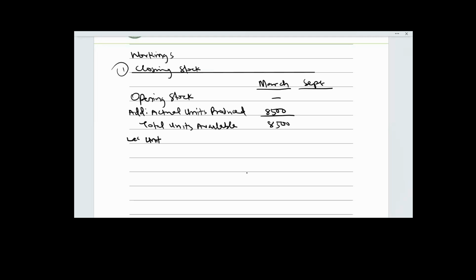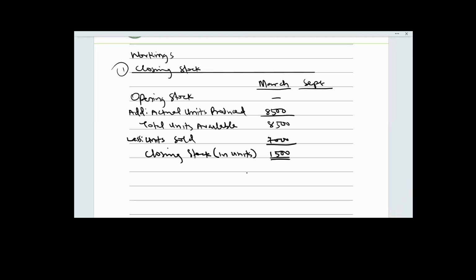Less units sold. For the period ending March, how many units were sold? 7,000. What's the difference? 1,500. So this is the closing stock or unsold stock. Closing stock in units. So now let's value it. Before that, let's do September once and for all.